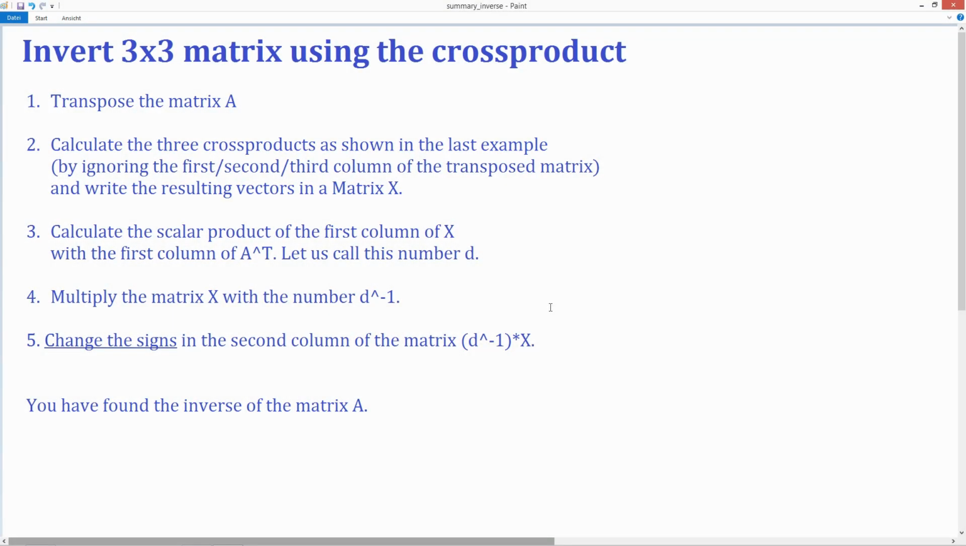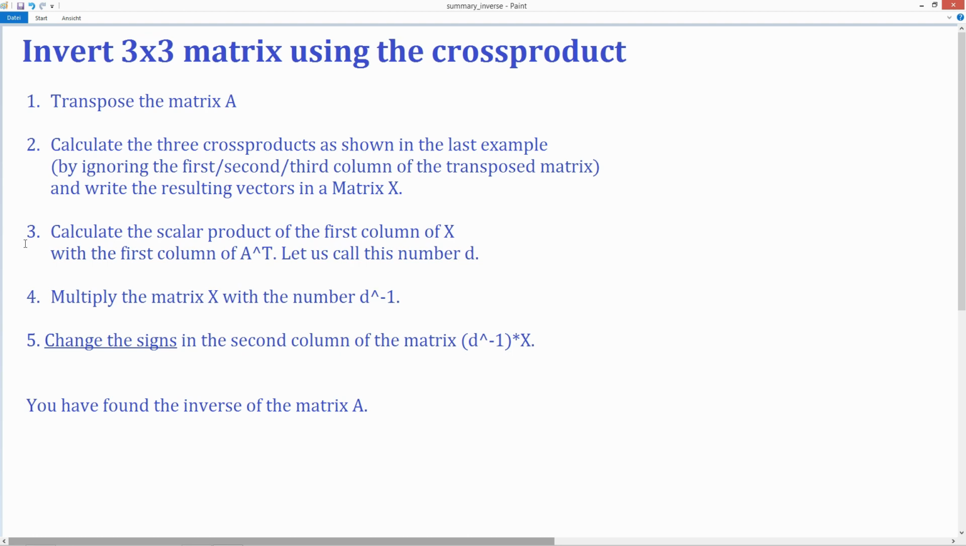What sums the approach up? The first step is to transpose the matrix A. The second step is to calculate the three cross products, as shown in the last example, by ignoring the first, second, third column of the transposed matrix, and then write the resulting vectors in a matrix X.